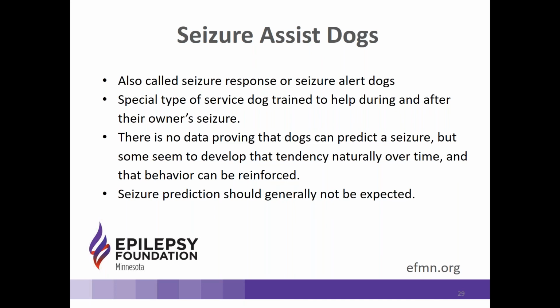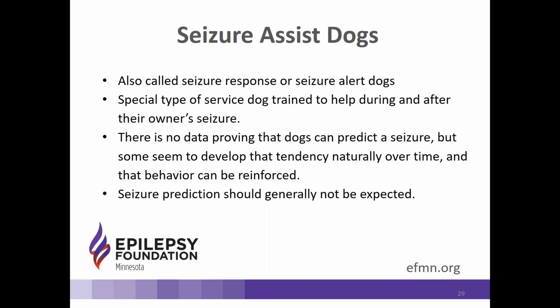There is no data right now. And again, when I'm talking data, I'm talking about those scientific studies. There's no data proving that dogs can predict a seizure. These dogs are typically trained to respond to a seizure when it happens, not to predict that one is going to happen. Now, there's anecdotal evidence from people whose dogs seem to develop that tendency. They're trained to respond to seizures, but over time, they may develop a tendency to be able to figure out that a seizure is happening or it's going to happen. And then that behavior can be reinforced by the trainer.